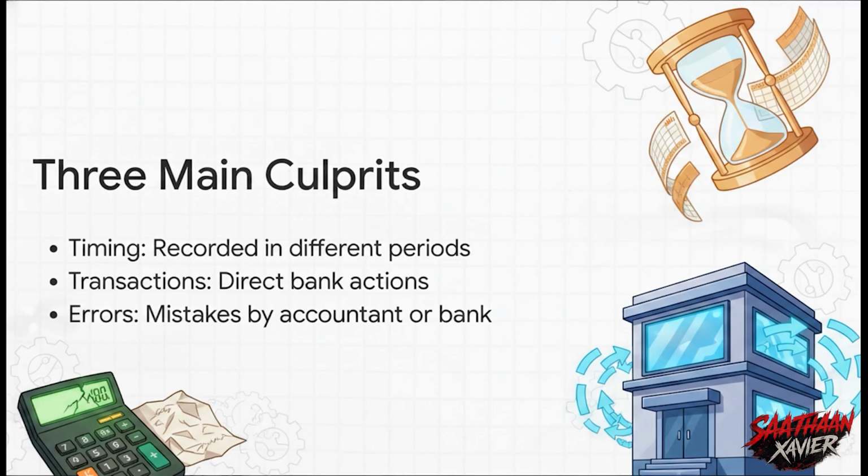And finally, errors. I mean, human mistakes happen, right? Whether it's the bank debiting the wrong account entirely, or the accountant overcasting, which, by the way, just means accidentally adding up a column to a higher total than it really should be. These three categories are literally the root of all your BRS mysteries.